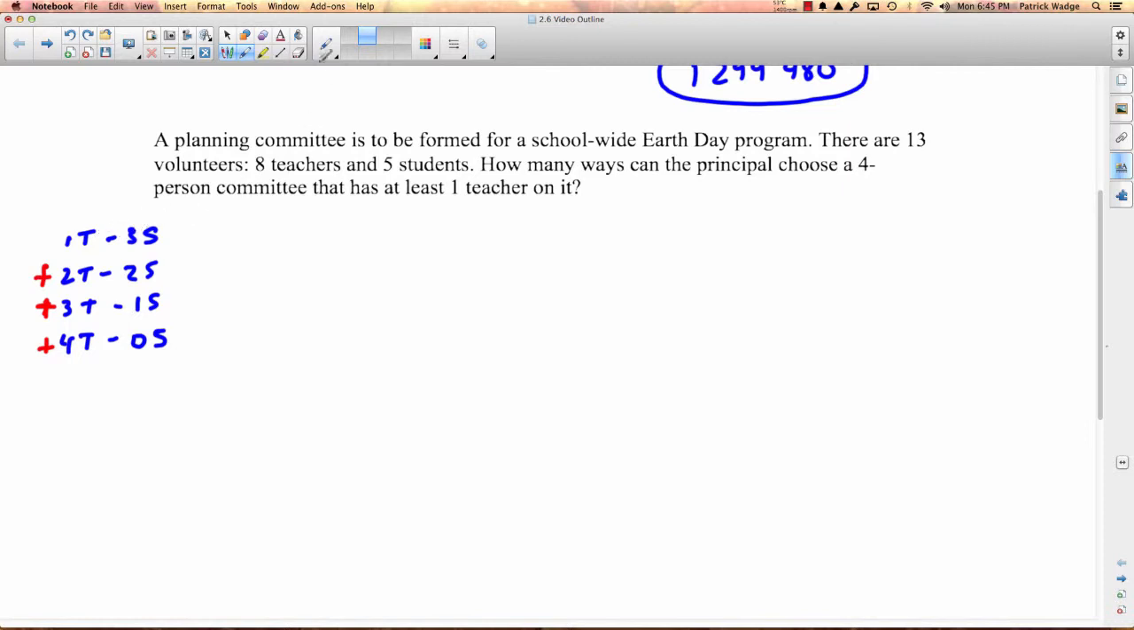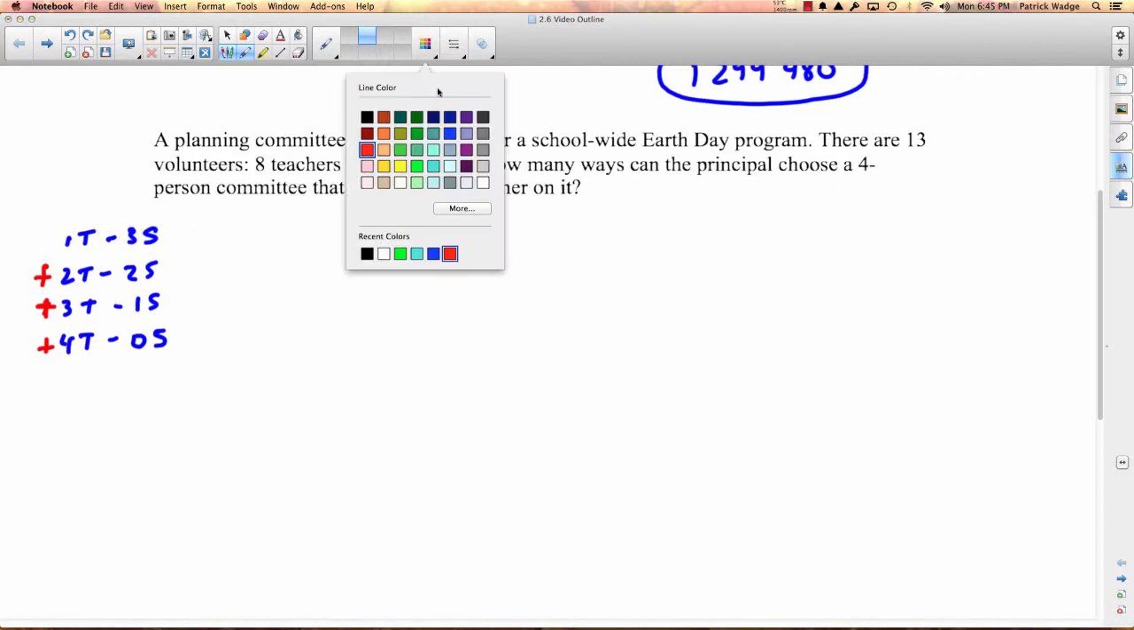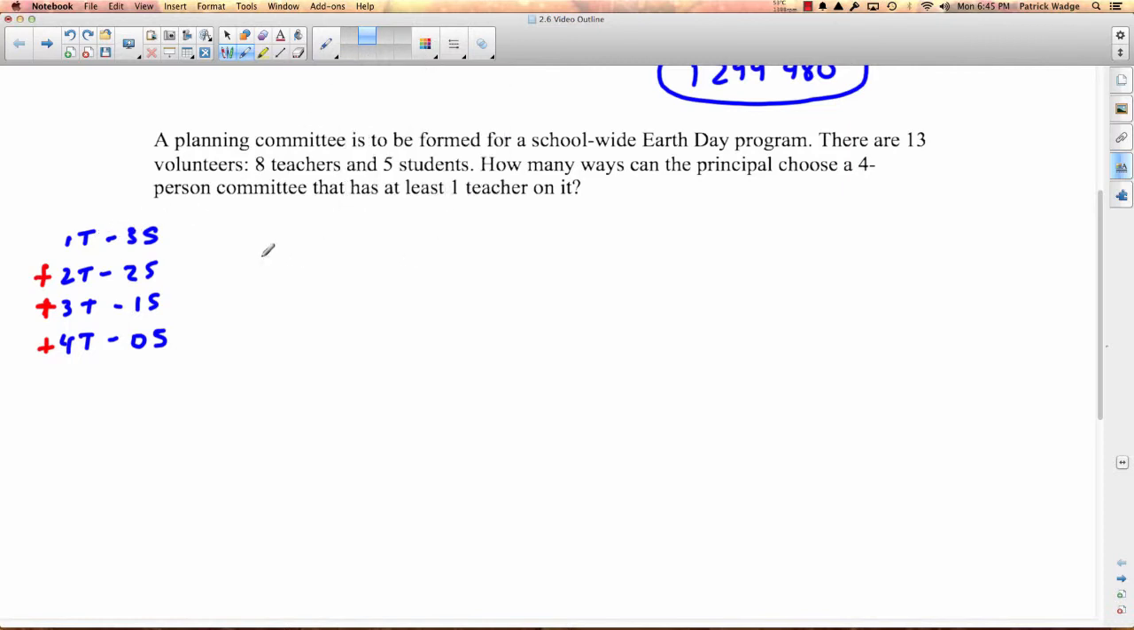So there's 8 teachers. Maybe the way I'll do it, just to speed it up, is there's 8 teachers. So in this case it'd be 8 choose 1. In this case here it'd be 8 choose 2, then 8 choose 3, and finally 8 choose 4. And you're going to multiply each one of those by the students. There's 5 students.